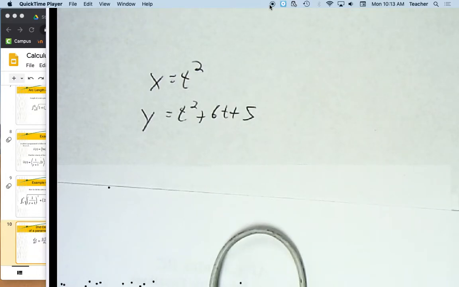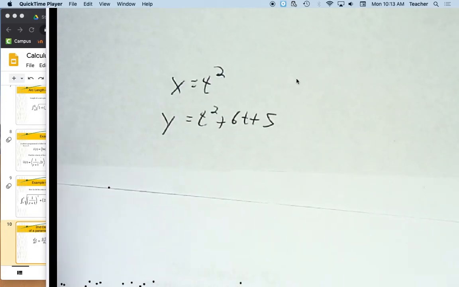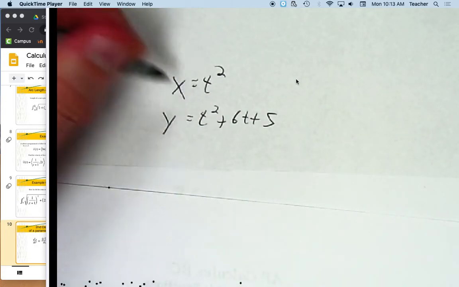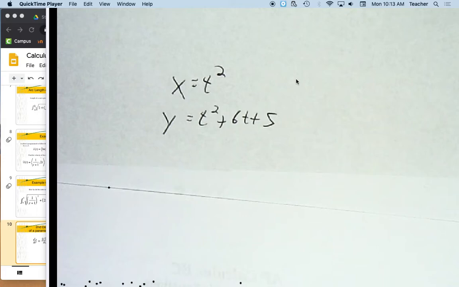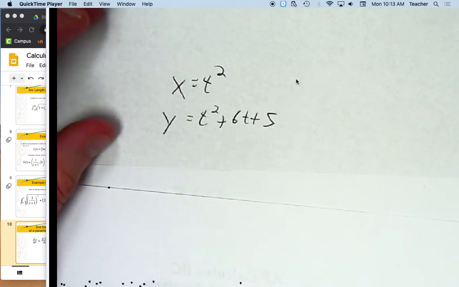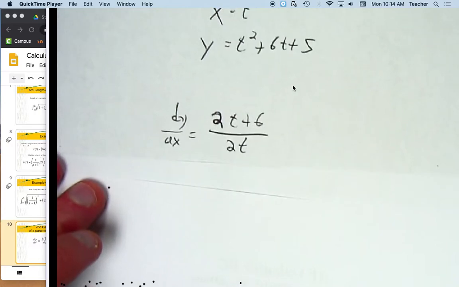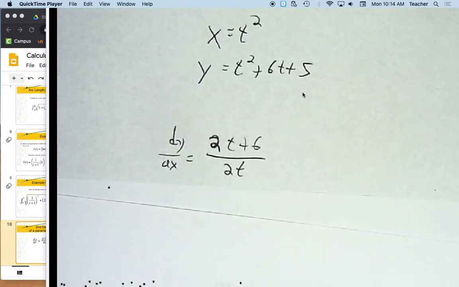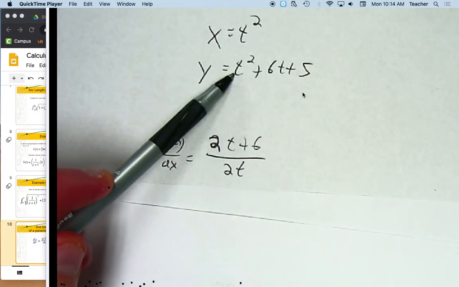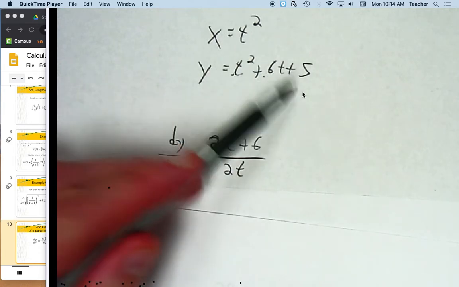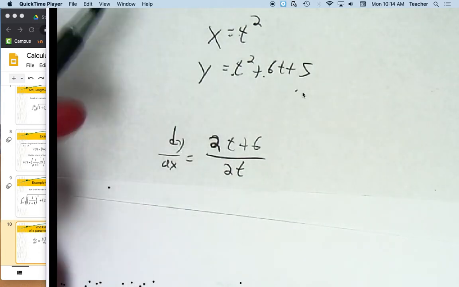All right, so let's just take a quick look at the first problem from the first worksheet. We've got x equals t squared, y equals t squared plus 6t plus 5, and we want to find dy/dx. And so dy/dx is dy/dt over dx/dt. That's pretty straightforward in this one: 2t plus 6 over 2t.